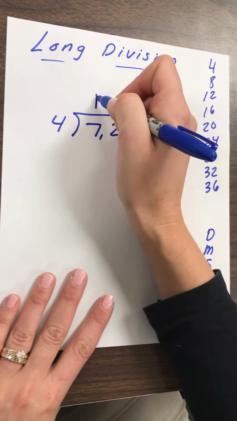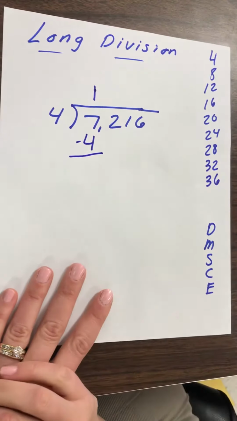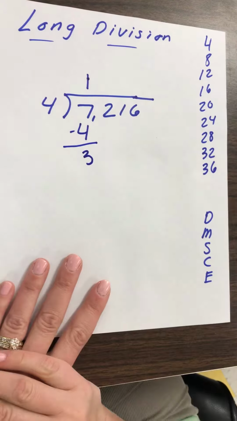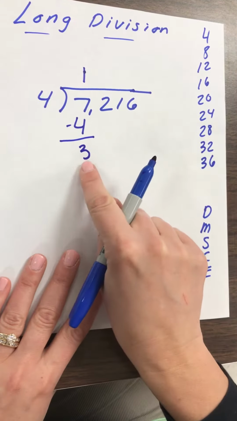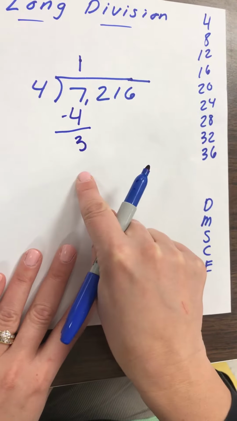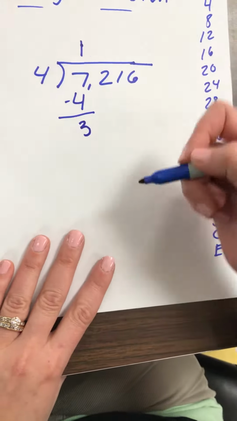My next step is to multiply what I got times that divisor and write it right below the number that we're working with. My next step is to subtract. My next step is to check, and it's a really quick step, is that whatever I subtract, it's got to be less than the divisor. If it was more, that means I could have made another group. So it is less than 4, so I'm good.